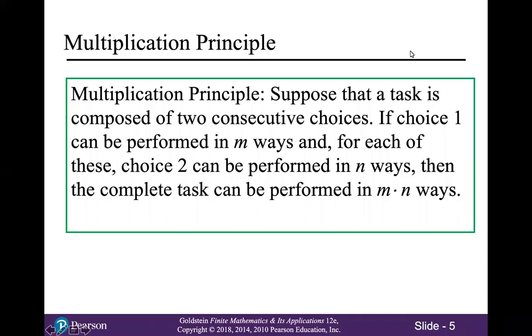So we can also solve this problem using the multiplication principle. It says, suppose that a task is composed of 2 consecutive choices. If choice 1 can be performed in m ways, and for each of these, choice 2 can be performed in n ways, then the complete task can be performed in m times n ways.